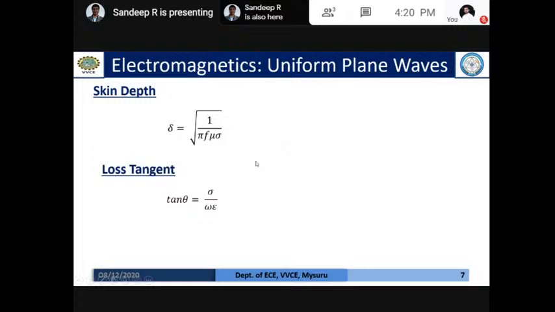So it tells you how the material behaves at different frequencies. So the loss tangent is represented by tan theta, which is equal to sigma by omega epsilon. In the denominator, omega is 2 pi f. So depending on the frequency, the behavior of the medium will also vary. It will vary from being a good conductor to a perfect dielectric. So this loss tangent will give information about the properties of the medium. So based on this, we shall discuss some problems.